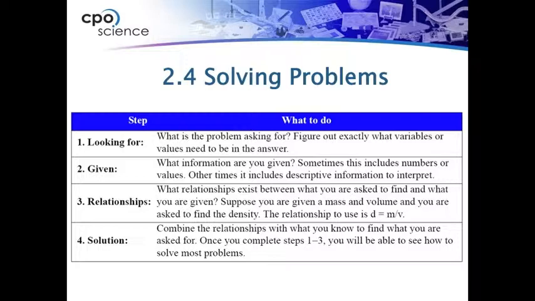From there, you've got to determine the relationship. What relationship exists between what you are asked to find and what you're given? So here's an example. Suppose you're given mass and volume and you're asked to find density. The relationship that's used, you guys might have used this before, is density is mass divided by volume. And lastly, you need to combine those relationships with what you knew to find out what you're asked for. And once you complete steps 1 through 3, you're going to actually be able to solve and see how to solve most of those problems.